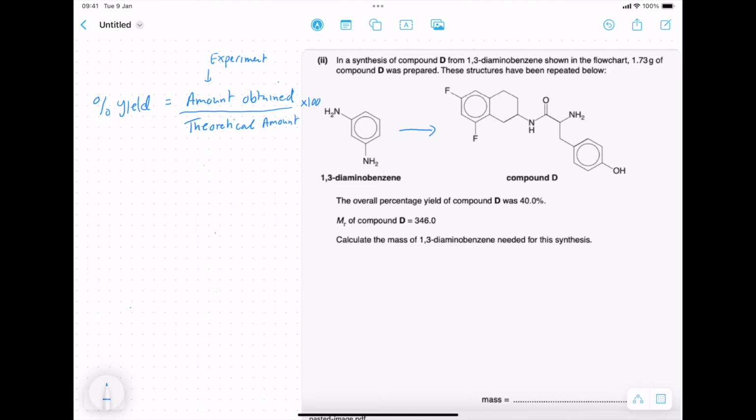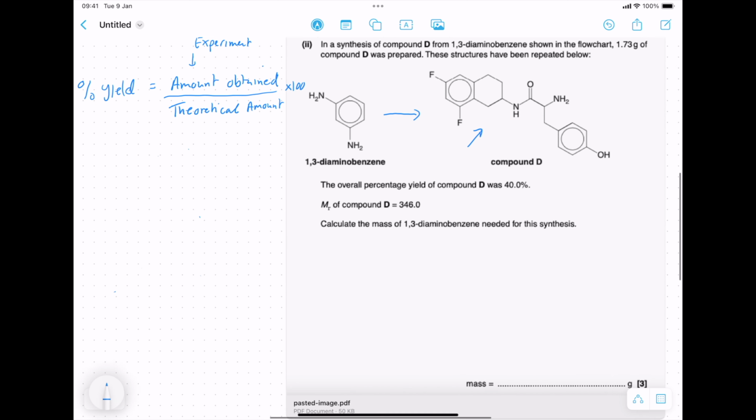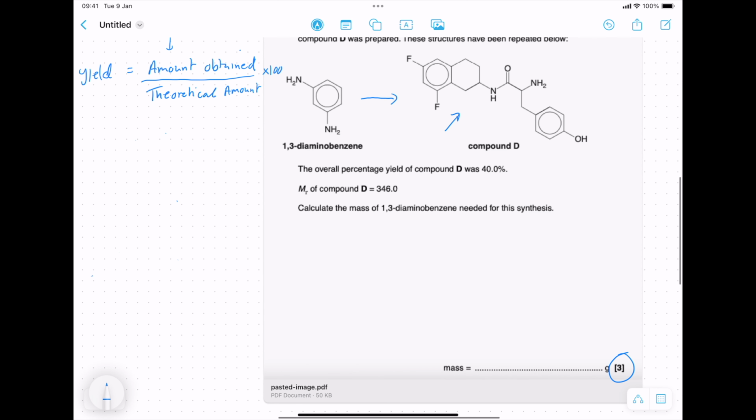The overall percentage yield for compound D is 40%. The MR of compound D is 346. It's kind of them to give us that MR because that would take quite a while to add up. And it says calculate the mass of 1,3-diaminobenzene needed for this synthesis. And we can see it's a 3-mark question.